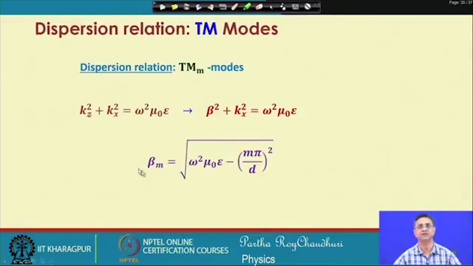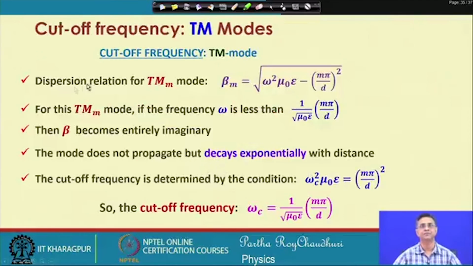So, the dispersion relation in this case is in the same way that beta square plus the transverse component of the propagation vector square will be equal to the total propagation vector mod square. So, that gives you this quantity beta square plus kx square equal to this, and therefore, beta m can be represented because kx is known beforehand, m pi by d. So, beta m is equal to this quantity, which from here we can again bring out the cutoff condition. So, the dispersion relation for this is given by this equation, and for this TM mode we will call this modes to be TM m. M can have 1, 2, 3, all integral values.